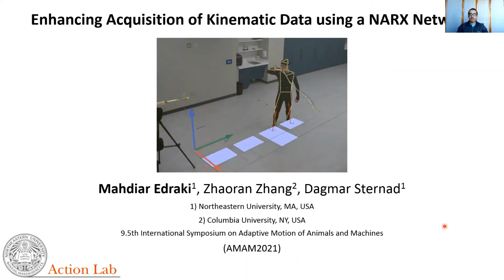I am a PhD student in the Action Lab at Northeastern University, and today I'll be talking about our work on enhancing acquisition of kinematic data using a NARX network. This work was done in collaboration with Dr. Jerome Zhang from Columbia University and my advisor, Professor Dagmar Stern.